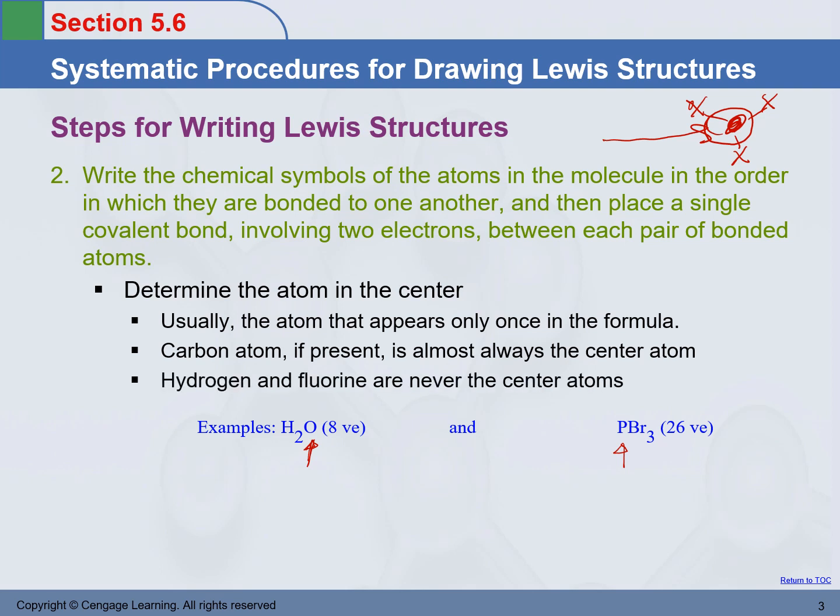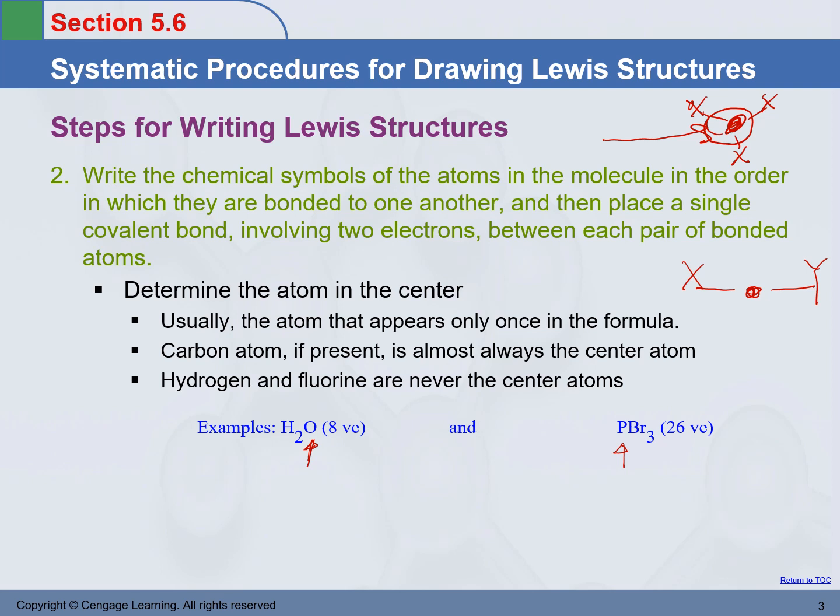Hydrogen and fluorine are never the center atoms. Hydrogen is in column number 1. It can form only one covalent bond. Fluorine is in column number 7. It can form only one covalent bond. To be an atom in the center, to connect with other things outside, you need at least 2 bonds, or maybe even more. So hydrogen and fluorine will never be the atom in the center. They can only form one bond.